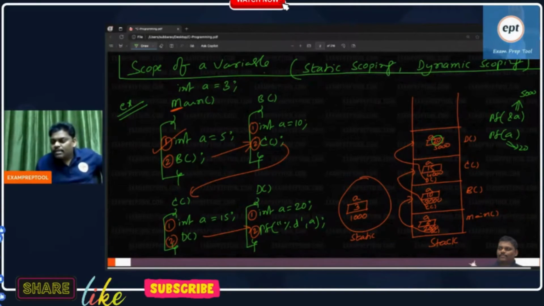Some people are asking, sir, in place of stack, can I use a queue? If you use a queue, only the first person will come. Suppose I am using a queue, who is the first person here? First in, first out. Yeah. Main. What is the answer? 5 will be printed.